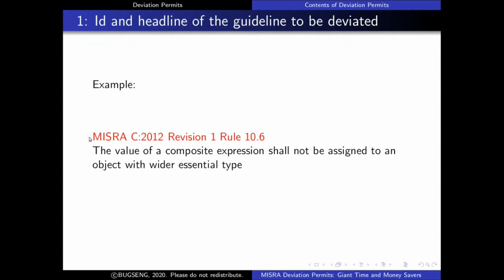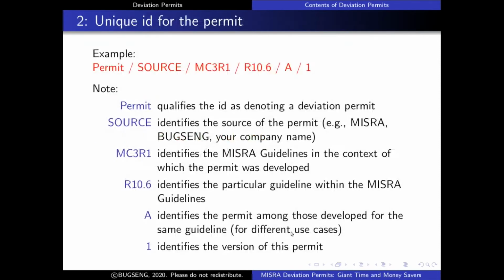So in this case, I have been precise. MISRA C 2012, revision 1, and the rule is 10.6, and this is the headline. So this was easy. Now, the unique ID for the permit. The suggestion given in MISRA Compliance 2020 is to use such a scheme. Of course, you may choose different schemes. It's not a strong requirement. It's just a suggestion. But let us go through it.